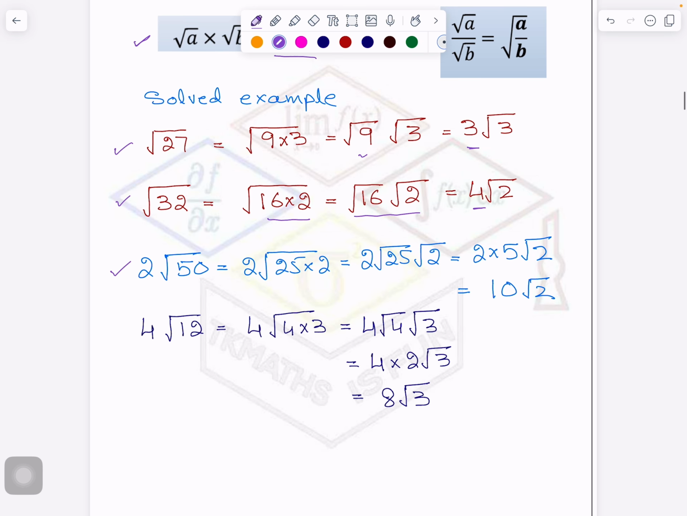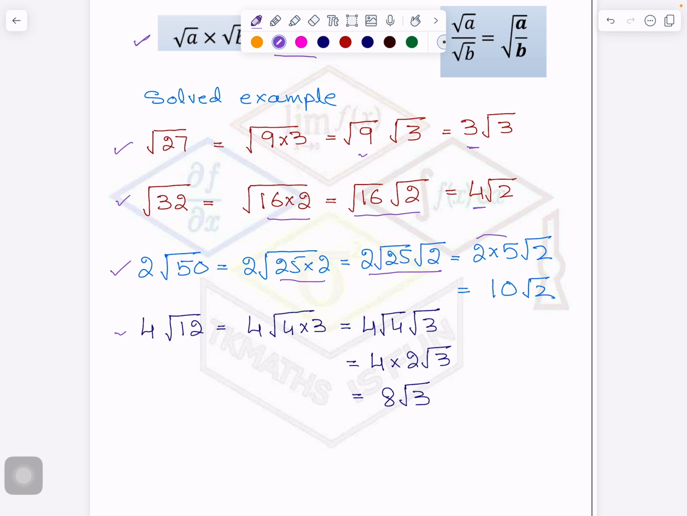Let's see the third case. 2 times root 50. 50 can be written as 25 times 2. Then you can split it. And root 25 is equal to 5. So 5 times 2 is 10. So 10 times root 2. Fourth example.